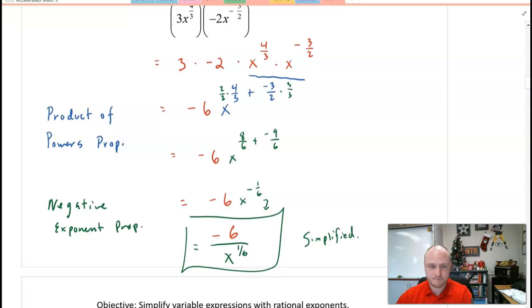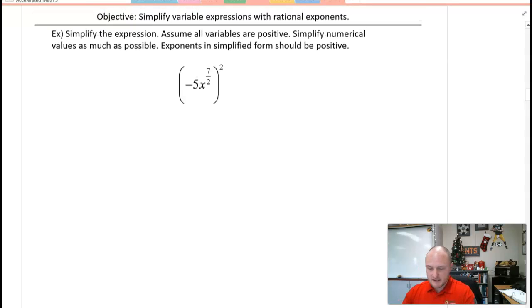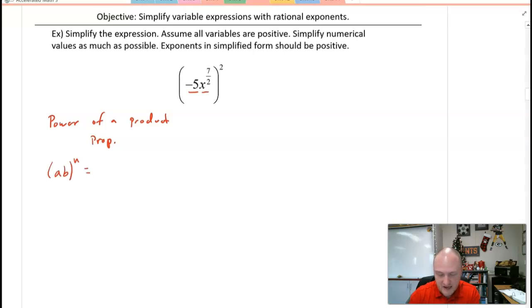All right, next example. Again, we're given the same instructions, and I want to simplify this expression. So notice I have an expression raised to a power, and really what you should notice is that I have 2 terms that are actually multiplying on the inside. So what we have here is the power of a product property. Okay, and what this says is that if I have a times b raised to the power of n, that is a to the power of n times b to the power of n.